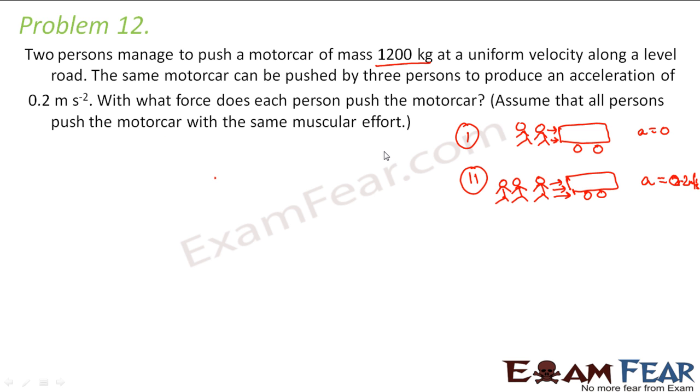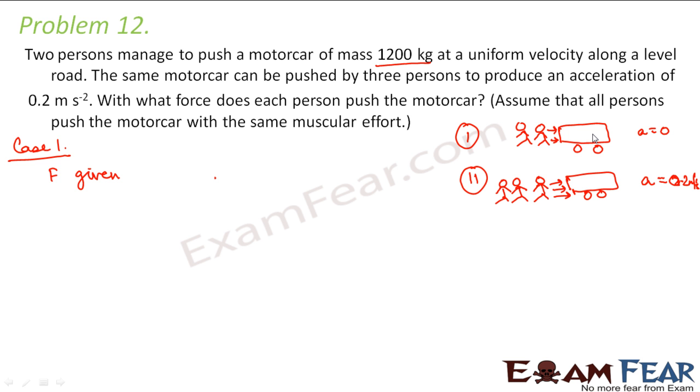So we have to find out the force with which each person is pushing the motor car. So let us first consider case 1. In the first case, what happens? Here, force given by 2 people. Since the net acceleration is 0, what does that mean? The net force acting on this motor car is equal to 0, right?